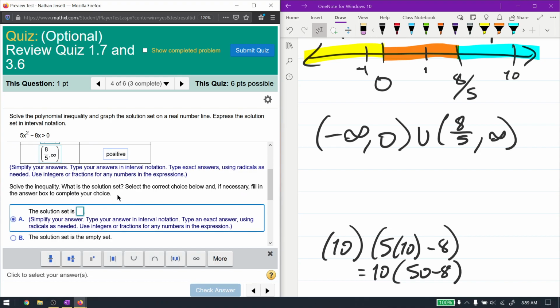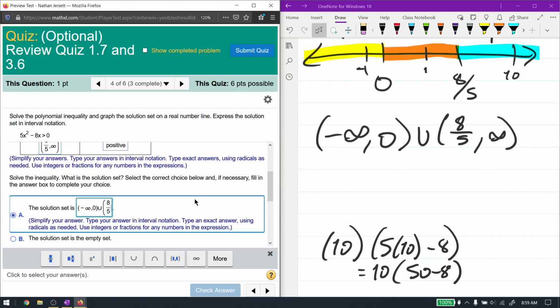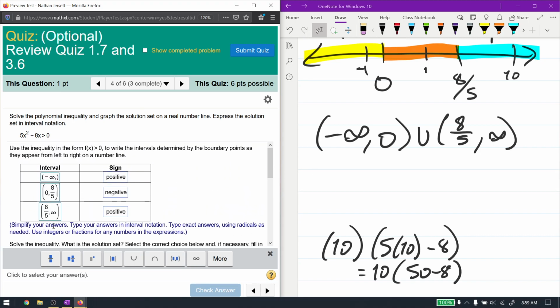Solution set: from -infinity up to 0, unioned with 8 over 5, infinity. Now, there's a lot of parts to this, so it's quite easy to make a single error like that. I'm glad I caught that, because I would have had it wrong in the end, and then I'd have to figure out what I did.